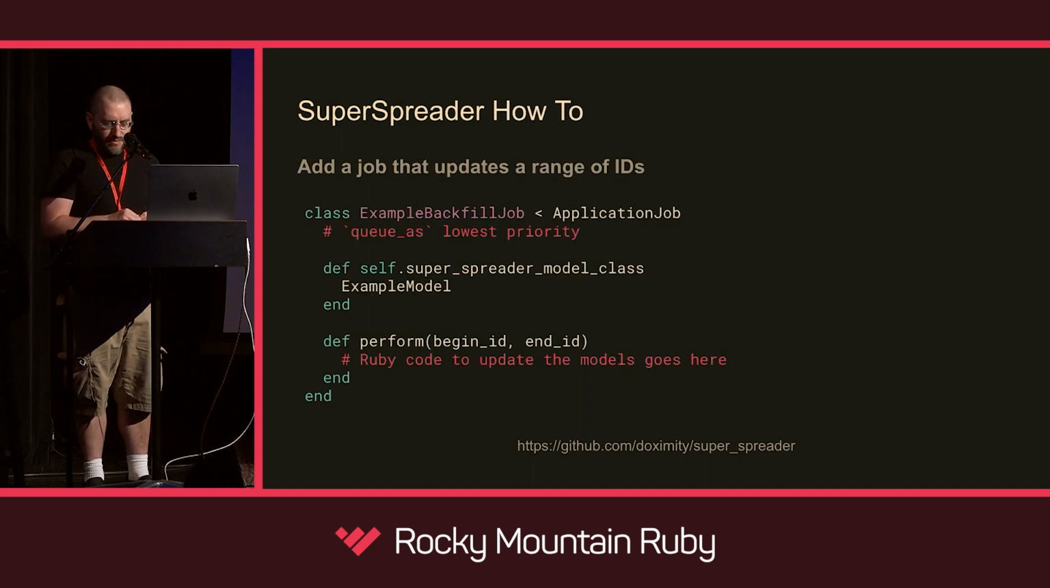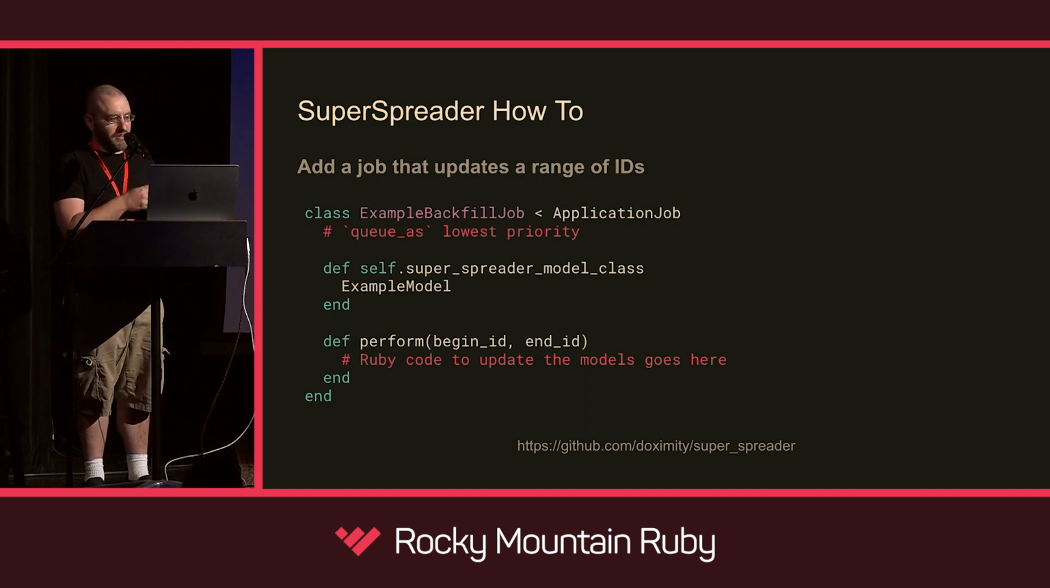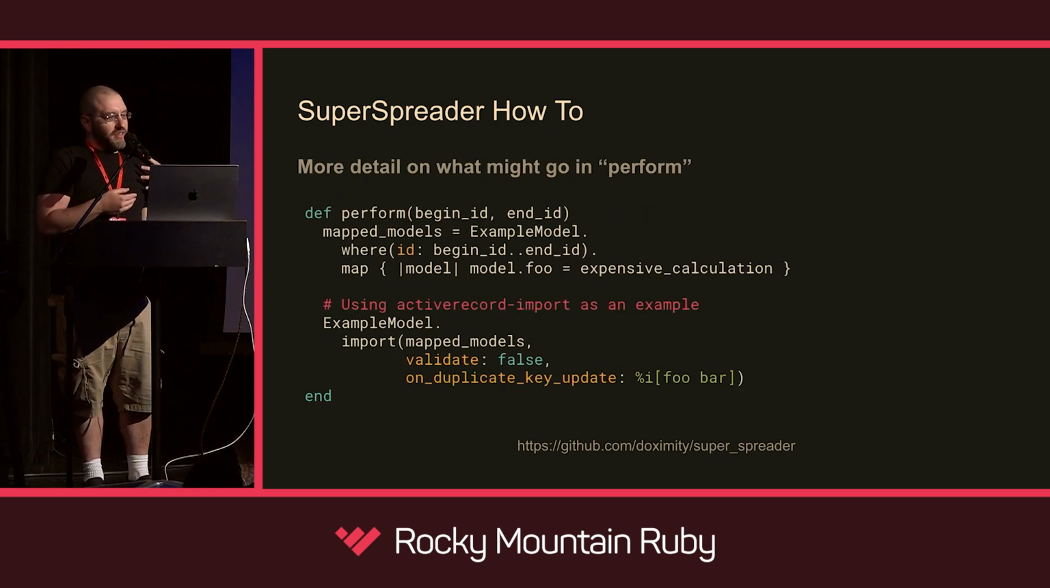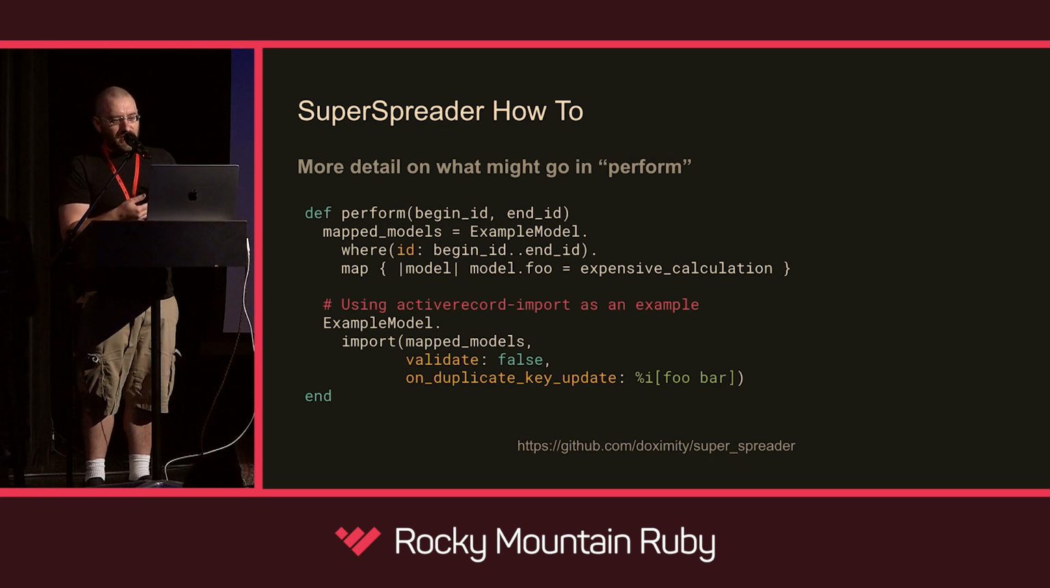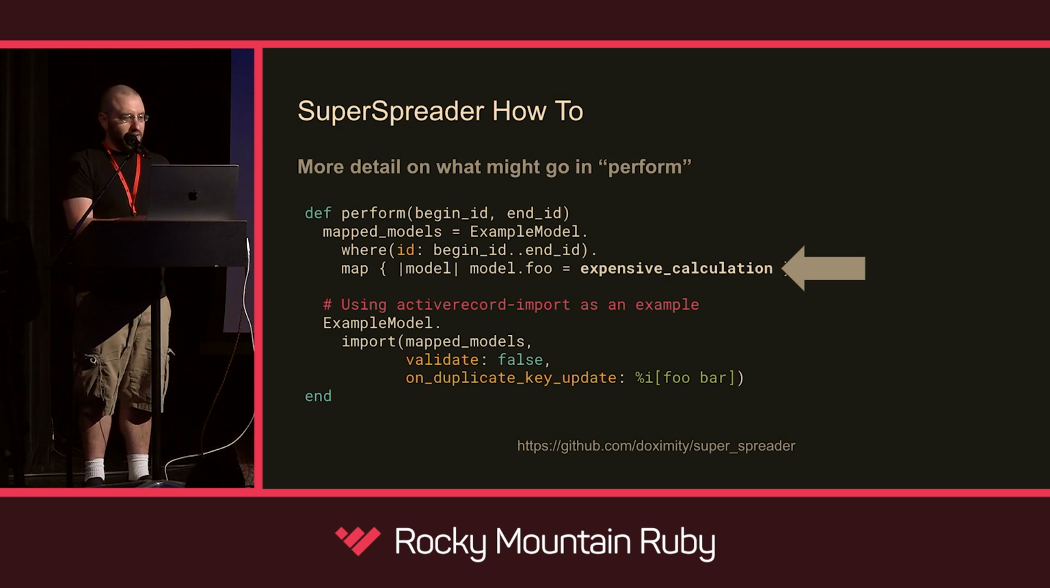How do you use it? You make a job. Here's one called ExampleBackfillJob. Give it a model class to look at. This one's called ExampleModel. And then you give it a method that takes a begin ID and an end ID. And you can put whatever you want in that method. So here's an example of what you might put in there. You might take the models between begin and end, and then do some expensive calculation on each one of those, and then do an import to save all of them all at once. So this might be something that takes 50 milliseconds for each one or something like that.